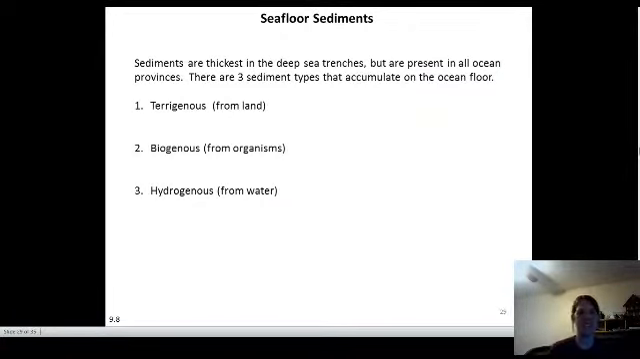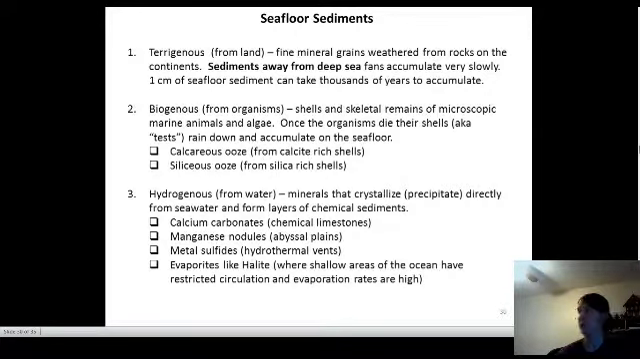So like we said, sediments are thickest in the deep sea trenches, but they are present in all ocean provinces. There are three primary sediment types that accumulate on the ocean floor. You have terrigenous, which is sediment from the land, biogenous, which are sediments from organisms, and hydrogenous, which are sediments from water. So terrigenous are fine mineral grains weathered from rocks on the continents. So these are sediments that are carried down off the continental slope and shelves or off these active plate margins and down into these deep sea fans. They accumulate very slowly. You get about a centimeter of sediment over 1,000 years.